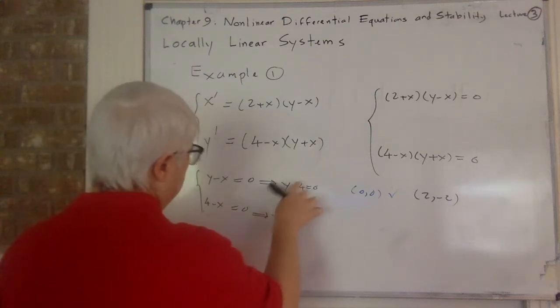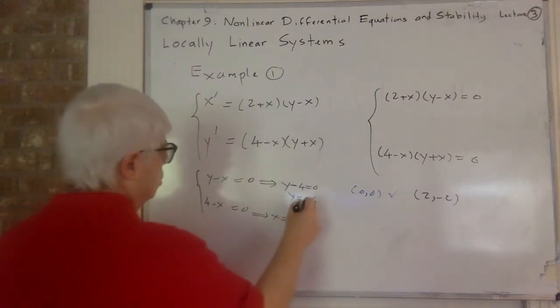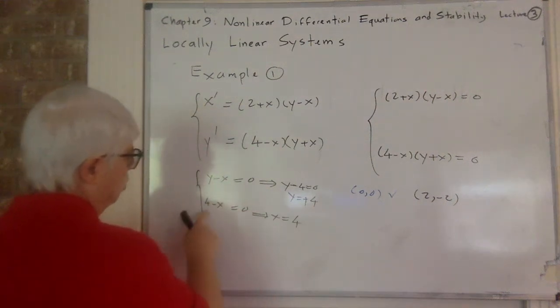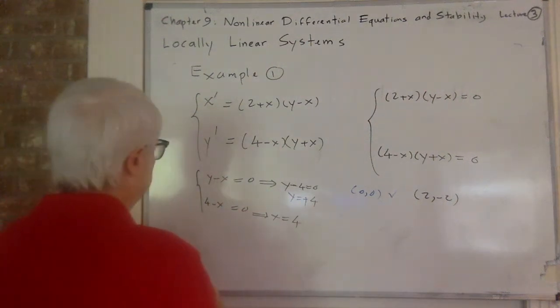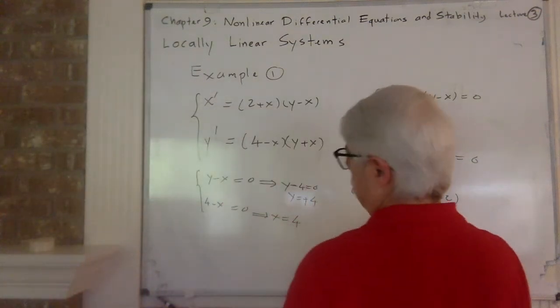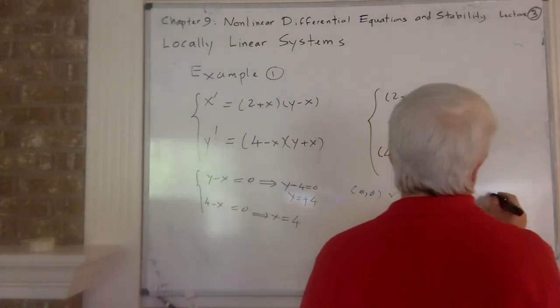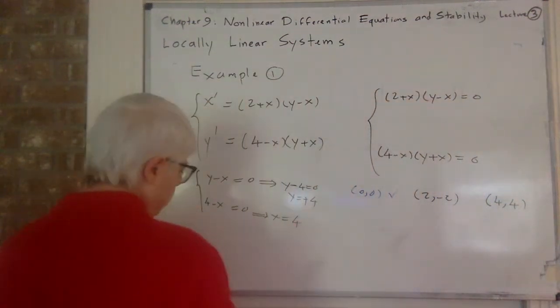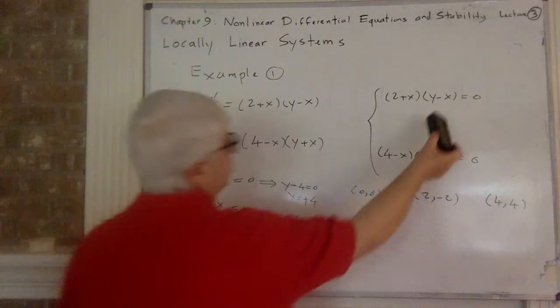Sorry, that is y minus x. So this is y plus 4, right? So 4 minus 4 is 0. 4 minus 4 is 0. Right. Okay, so that is x 4 and y 4. Okay. So 4 comma 4. And at last it is this one and this one.